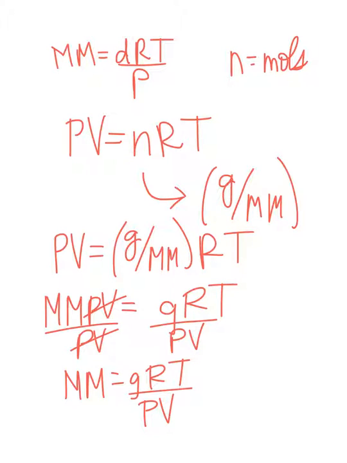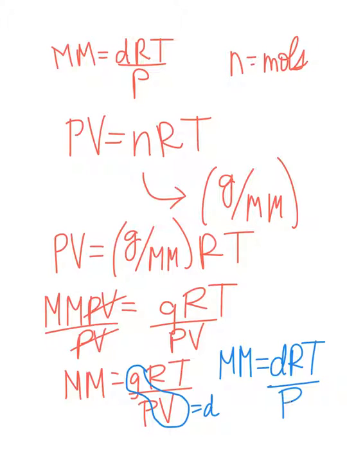And then if you take a look here, grams over volume. If you remember, grams over volume, that is density. Remember, density is mass per volume. It's a mass and volume relationship. So that is how they get density. So that equals density. So then you can rewrite the equation: molar mass equals density times RT over P.